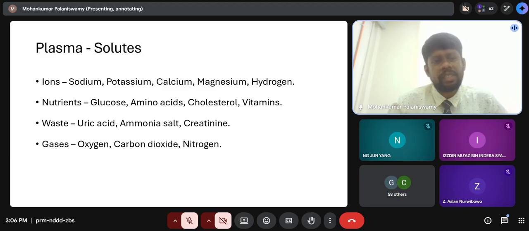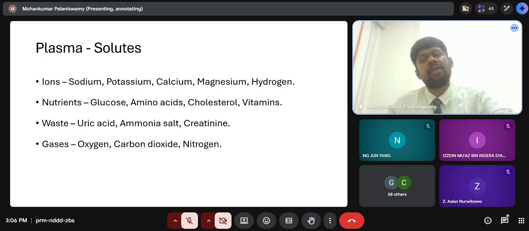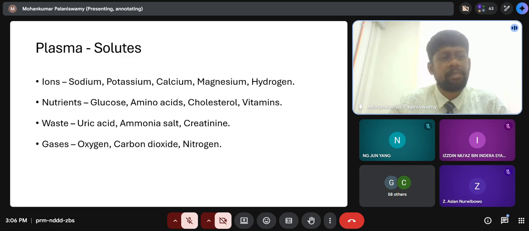Nitrogen is also present inside our body. So these are the three gases: oxygen, carbon dioxide, and nitrogen. These are all the solutes that are present in the plasma, which is present in our blood.